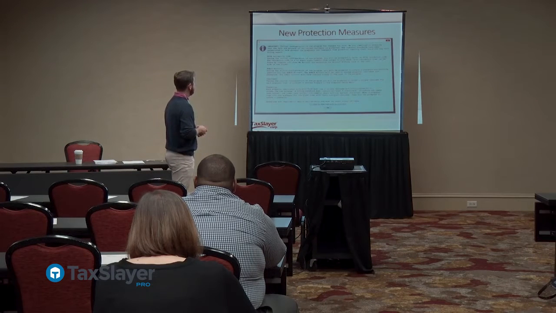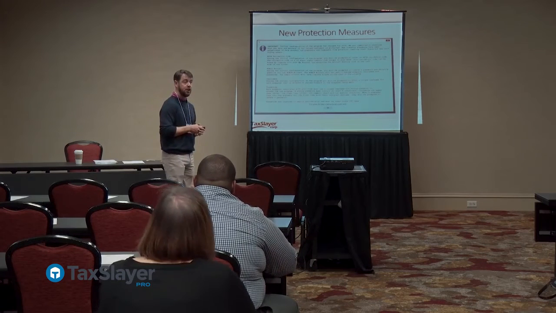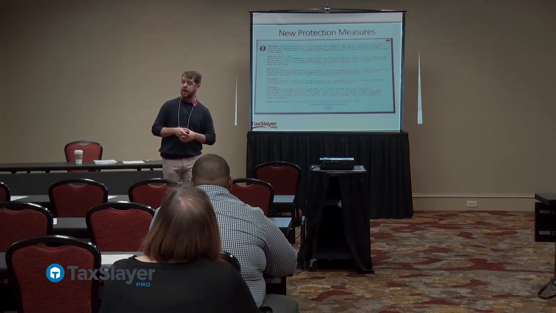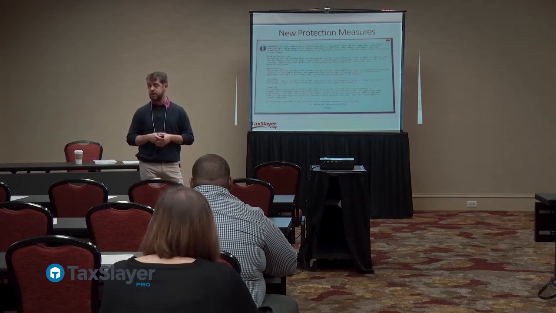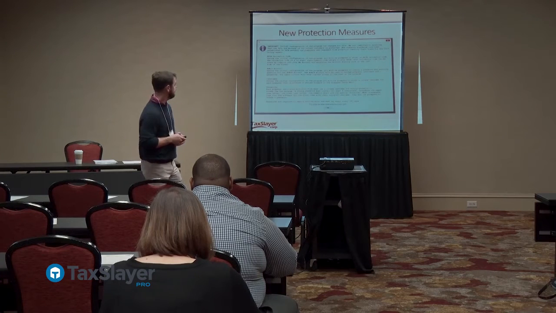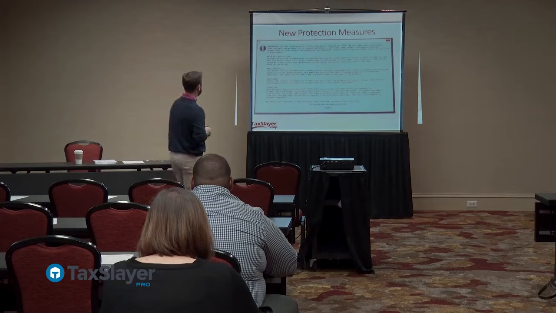Those of you that were with us last year experienced this. We've got some new protection measures, okay? We ask that you now put in the EFIN validation code. That EFIN validation code can be found in your My Account under the Account History tab. You'll see a receipt for your purchase of the TaxSlayer Pro software, and that EFIN validation code is located there. Okay? You're also going to be asked about this admin.